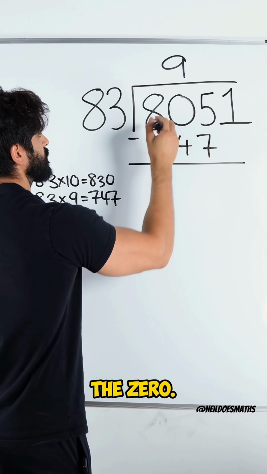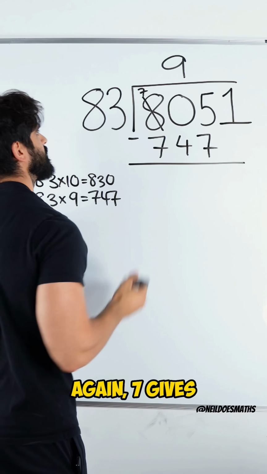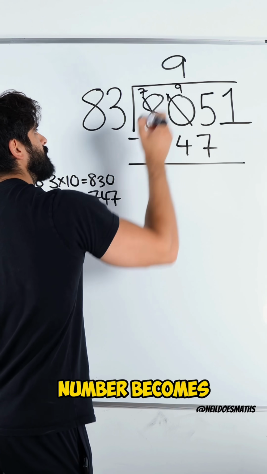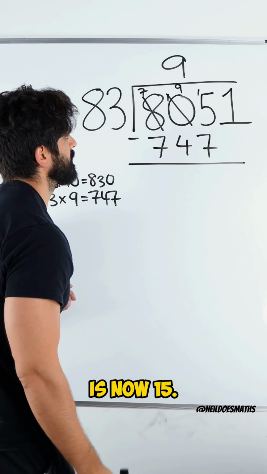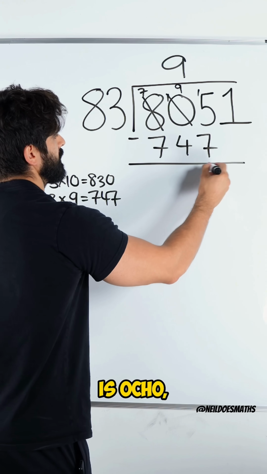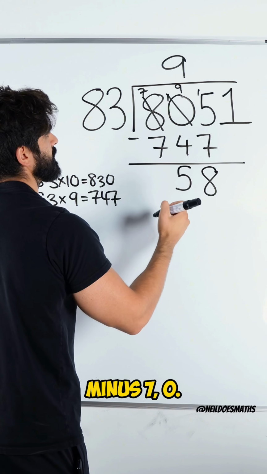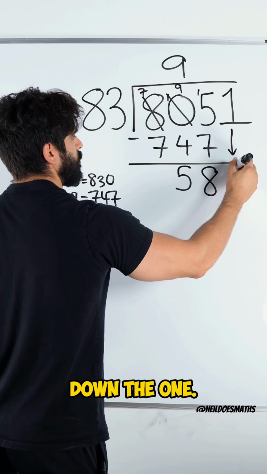And we can't borrow from the 0, so we're going to have to borrow from here again. 7 gives the 1 over, makes it 10. Now we can borrow from this number, it becomes 9. And this is now 15. 15 minus 7 is 8. 9 minus 4, 5. Then 7 minus 7, 0. The next thing we need to do is bring down the 1.